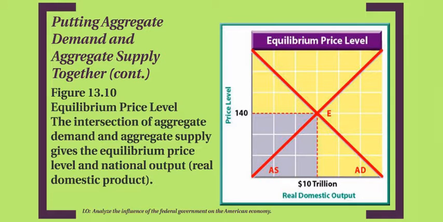So the equilibrium price level is seen here. That's really marked by point E. The intersection of the aggregate demand and supply gives the equilibrium price level, and the national output, or real domestic product.